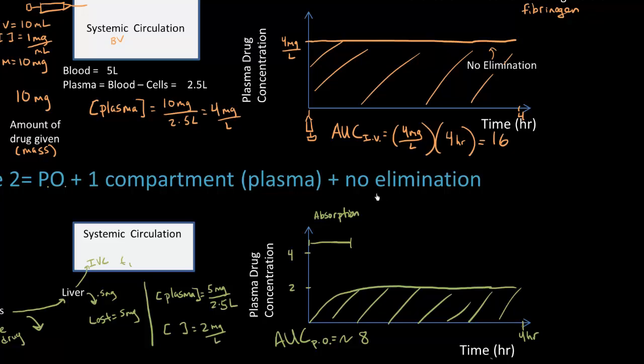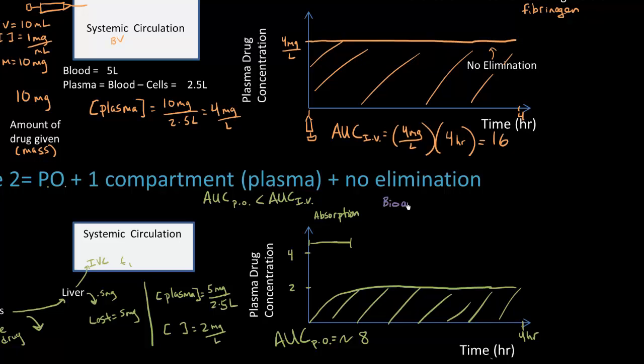And so I can write here that the area underneath the curve, PO, we now know is less than the area underneath the curve, IV. Now, this just means that I've absorbed less total drug by mouth than I have IV, and that's what the area under the curve tells us. But we don't use this representation. And there's a term that we use that defines the fraction of drug that gets absorbed into our systemic circulation. And that term, my friends, is bioavailability.